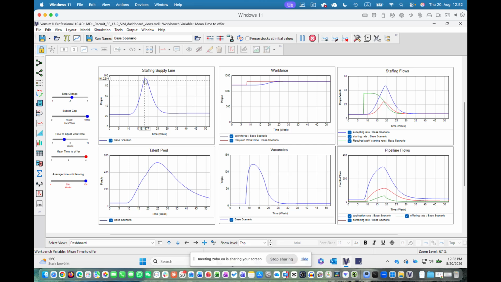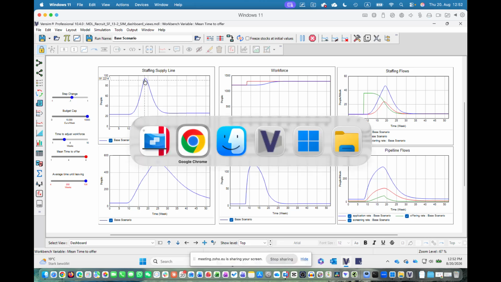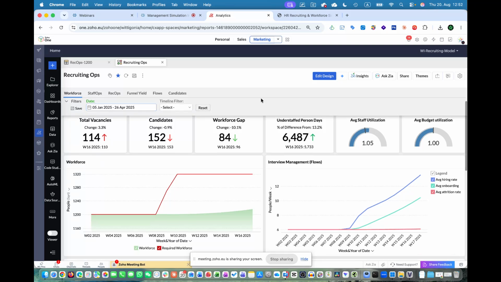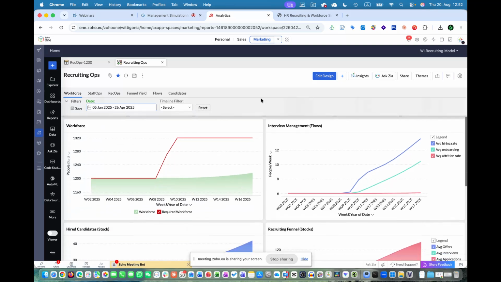So let me flip over here to an example. This is a recruiting dashboard. It has basically 3 tabs, so workforce, staffing operations, and recruitment operations. We are looking here at the first part of the year. So think about, you are towards the end of April, and you have a business review, and then you want to take a look at the numbers. Now, this model basically is based on the data set that we just saw.